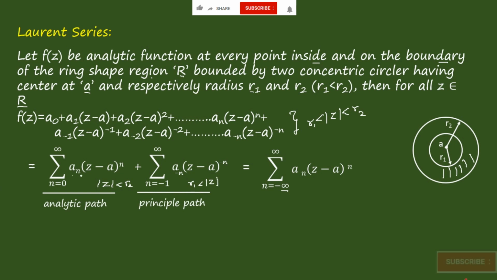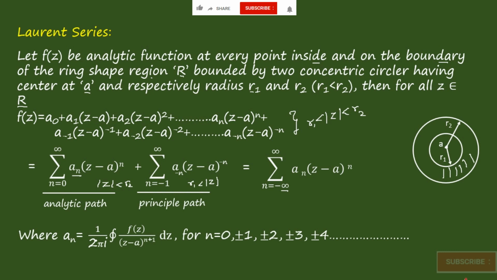Now what is an? an is obtained by integrating: 1 by 2 pi, integration over a closed curve, of f of z divided by (z minus a) whole power n plus 1, dz, and n would be 0, plus or minus 1, plus or minus 2, plus or minus 3, plus or minus 4, and so on. This is the general definition of a Laurent series.